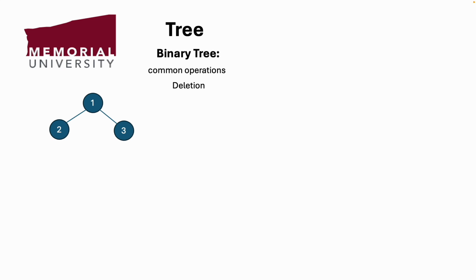Okay, so for a binary tree, we are allowed to delete the root node. It's not like the general tree we discussed before. For a binary tree, it's okay to delete the root node. If you want to delete the root node, node 1, how can we process?